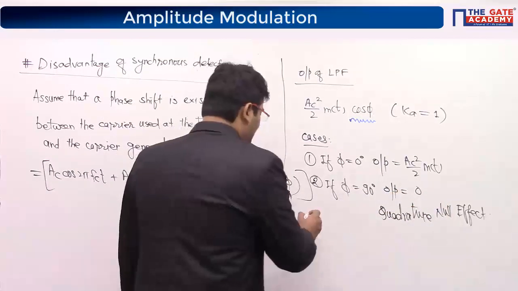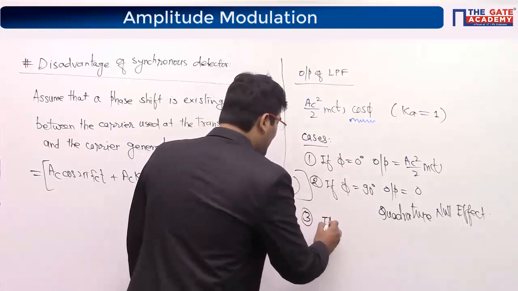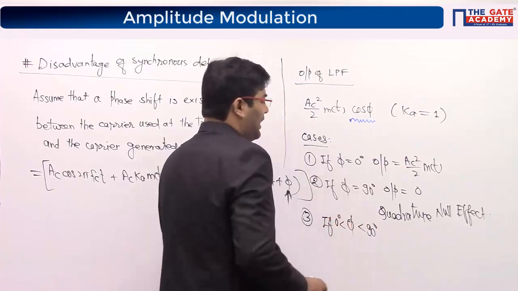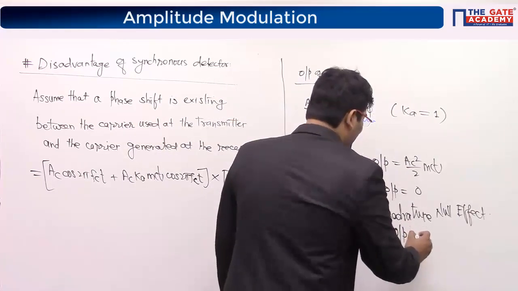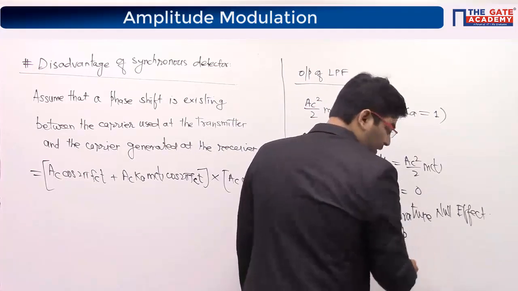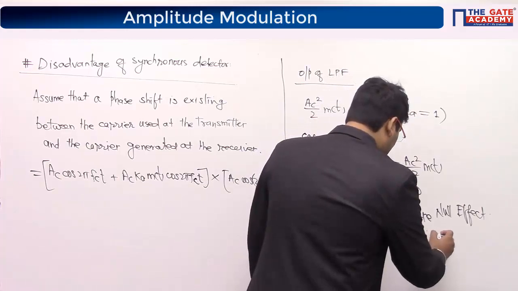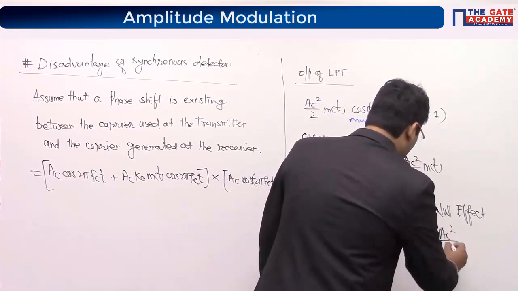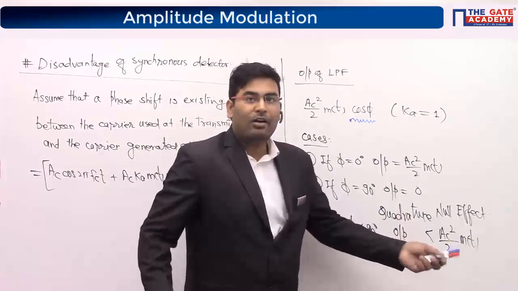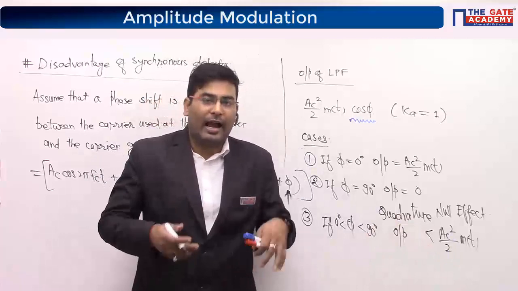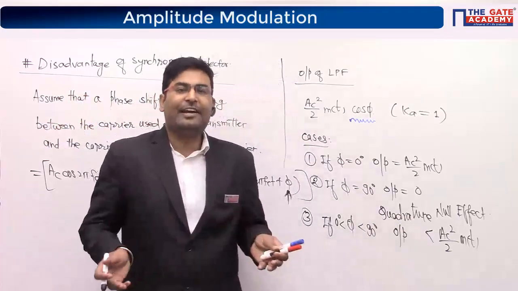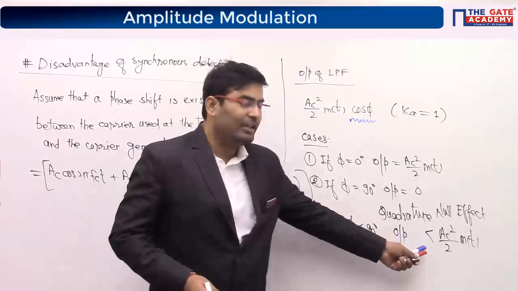The third case, which can also be asked: what if phi is in between 0 degrees and 90 degrees? Then your output will be less than AC square by 2 m(t). Now you are not getting the output as strong as what you sent at the transmitter side. You are getting a very faded or very weak signal at the output.